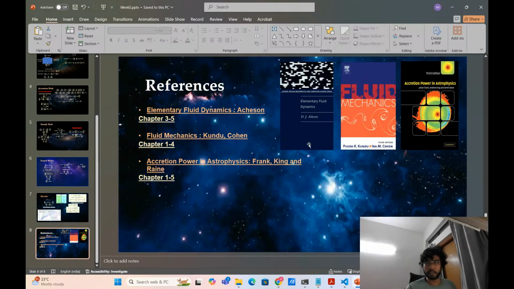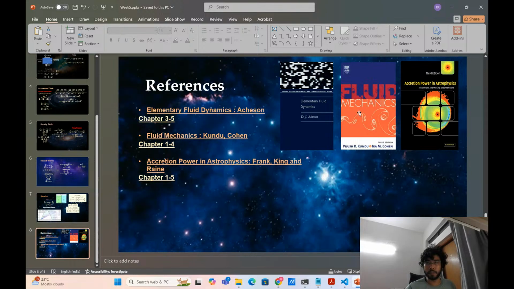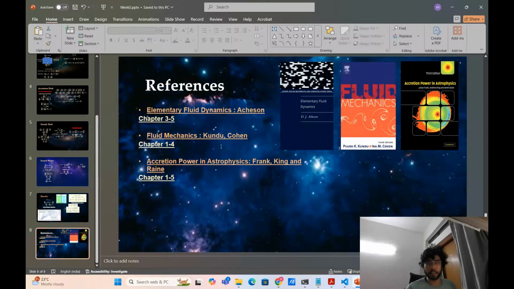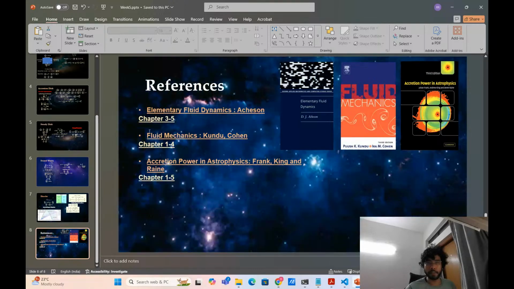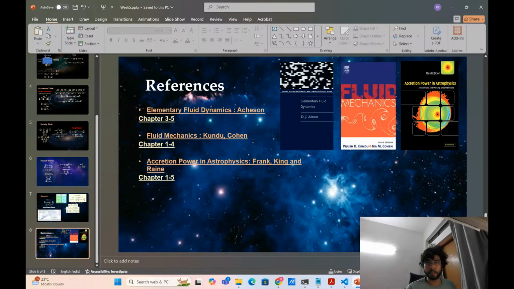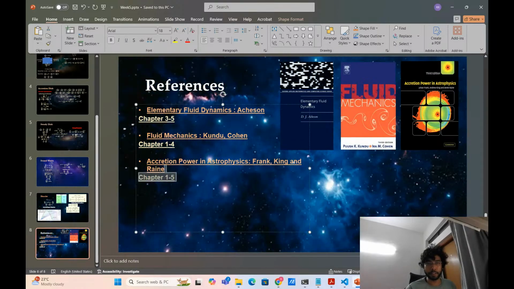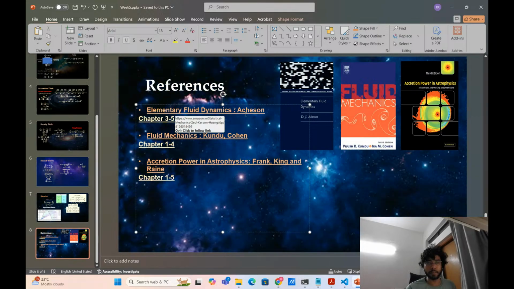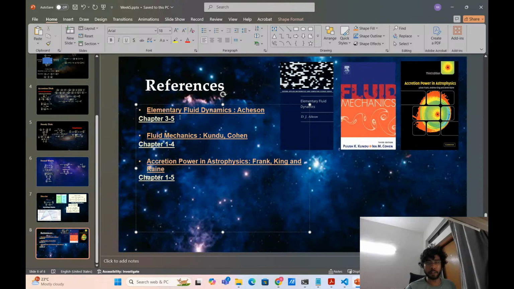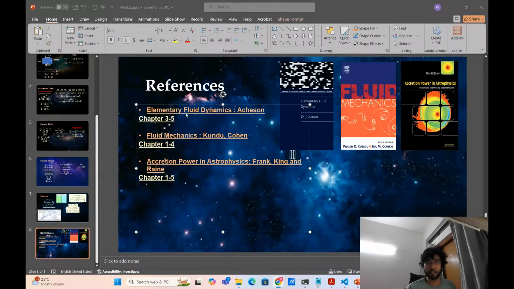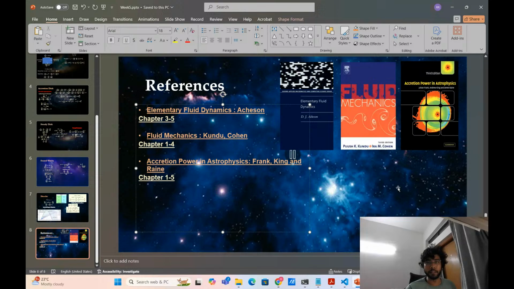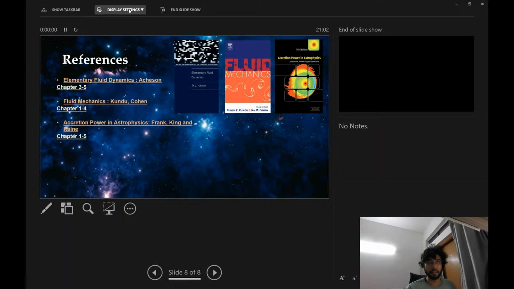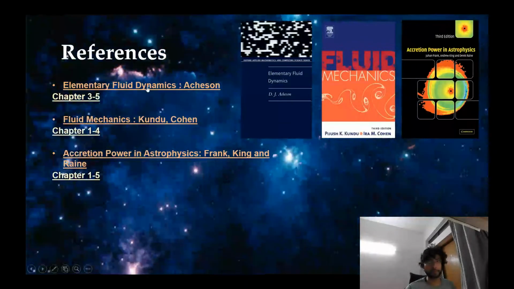And again, these are the references. For example, for the viscous part, I find this book pretty good, and they derive the fluid equations from very fundamental principles. For the accretion part, you can always look at this book. And as I said, this Atchison is a book on fluids. It has good explanation about the sound wave part, and also how you can write the fluid equations in different coordinate systems. So this is a good reference for that.